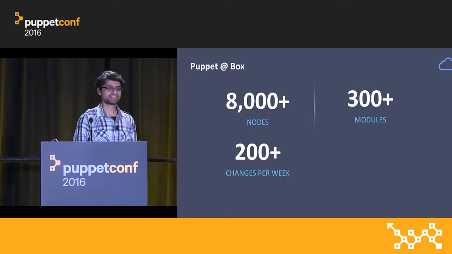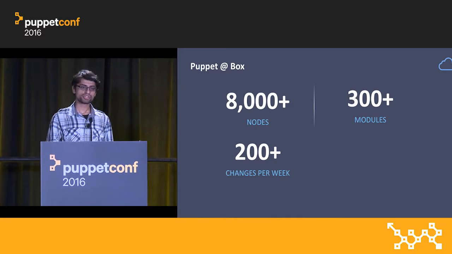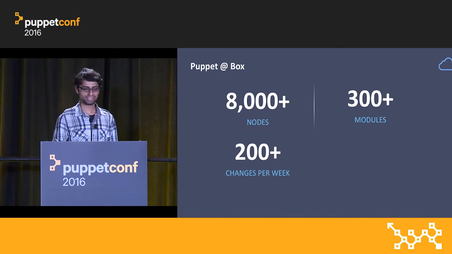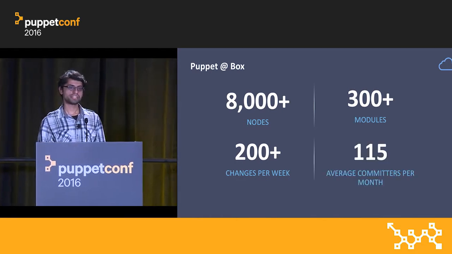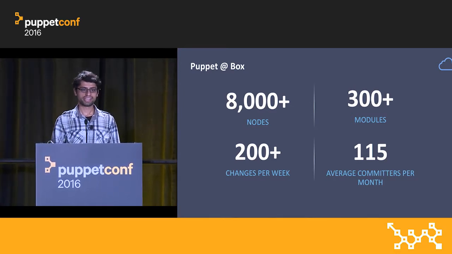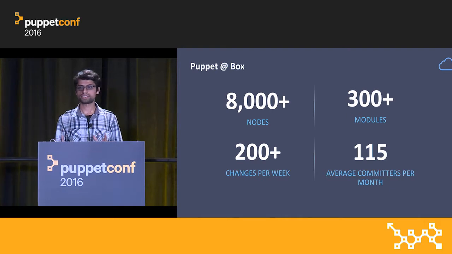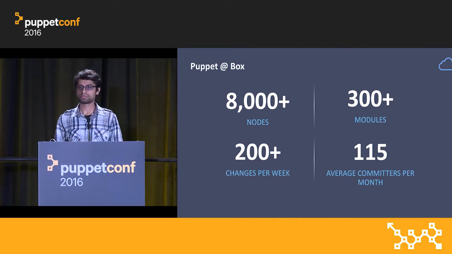To show you some of the chaotic nature of a Puppet code base, we have more than 200 changes going out to the Puppet repository every week. And per month, on average, we have 115 different committers that are committing code to the Puppet repository. This also sort of highlights our DevOps nature. We have a lot of people from the dev side committing code to the Puppet repository, as well as people from the ops side.